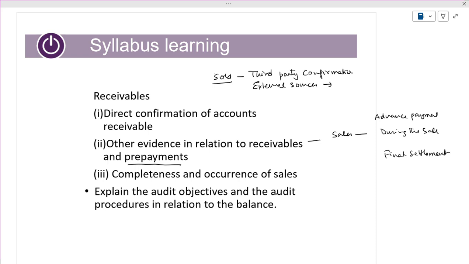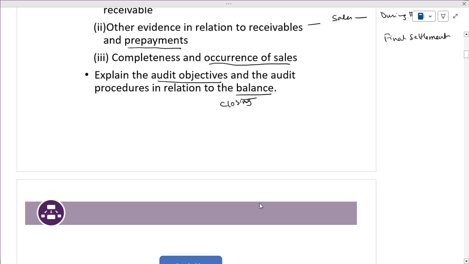What are the evidences we have to take into consideration whenever we are doing audit procedures? You are talking in terms of the completeness and occurrence of sales. Unless there is a sale that occurred, we cannot have the right to say that this amount is receivable. What are the audit objectives and audit procedures in terms of closing balances?